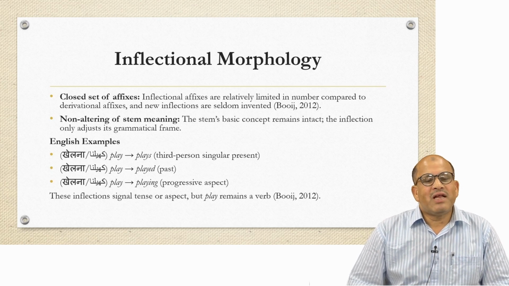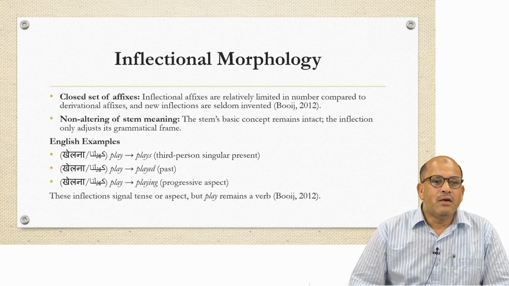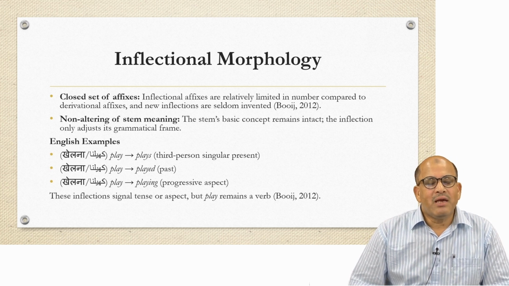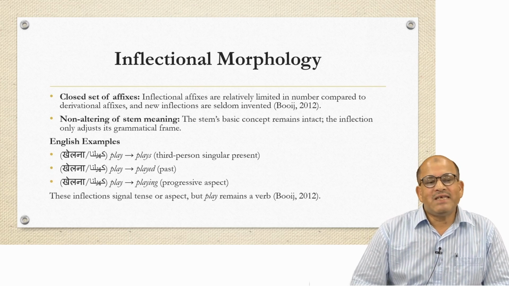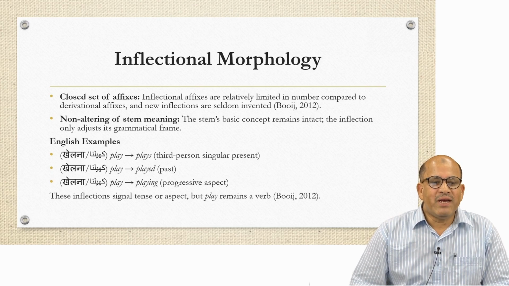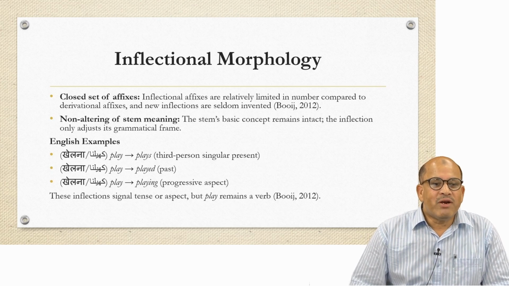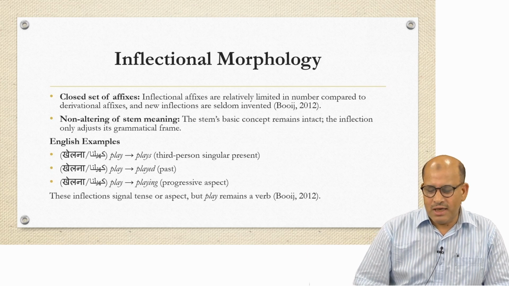For example, in English, the word play has plays as third person singular present. When we say played, it refers to the past tense. When we say playing, it refers to the progressive aspect. So these inflections signal tense or aspect, but play remains a verb all the time. The singular present, the past, the progressive aspect are all getting changed, but play remains a verb in all its contexts.